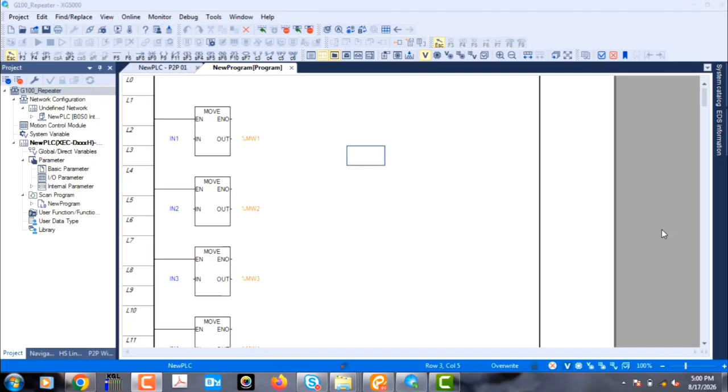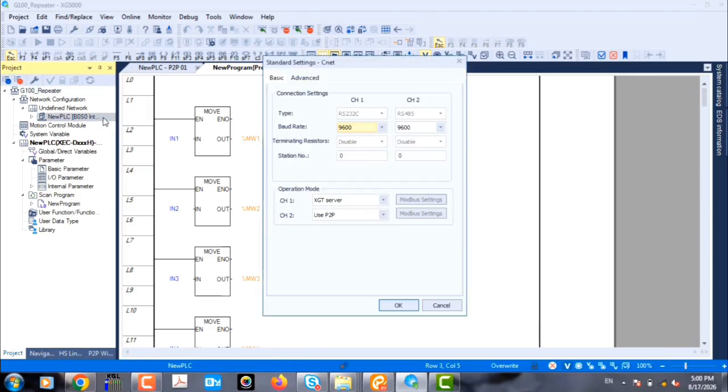As we explained in previous tutorials, the first step is to navigate into the CNET section. From there, you need to configure both the baud rate and the station number for channel 2. Please ensure these values are set correctly for proper communication. We are going to set the baud rate to 9600. And a very important point to keep in mind is that the baud rate for all of these LS inverters must also be configured to match, specifically set to 9600 as well.